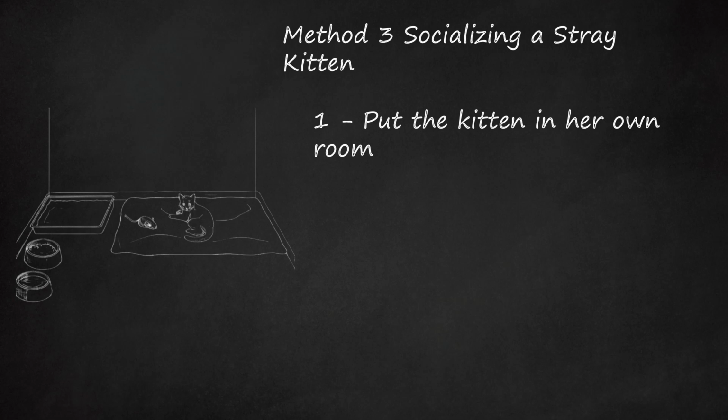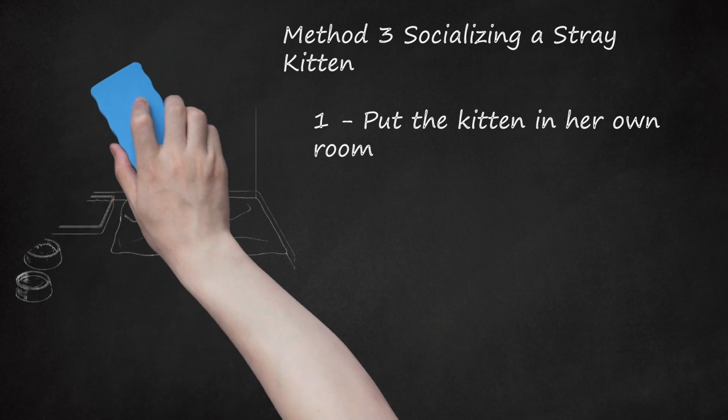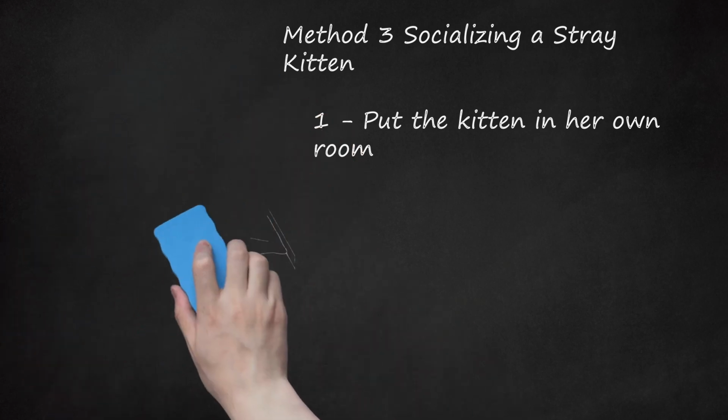Make sure their space has a bedding area, a litter box when she's older, and a place for food and water dishes. The bedding should be set up in such a way that the kitten can comfortably hide in the blankets should she feel scared.